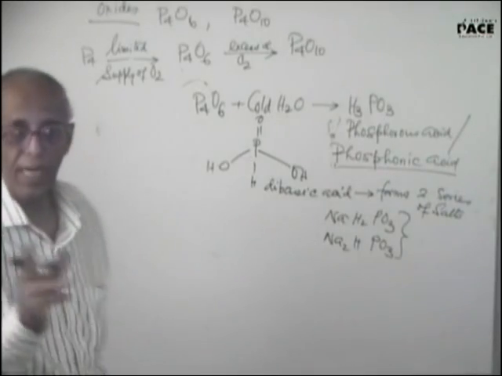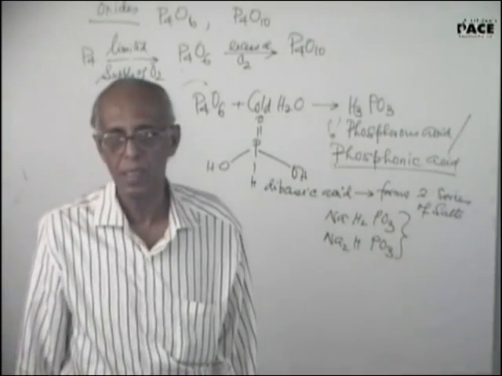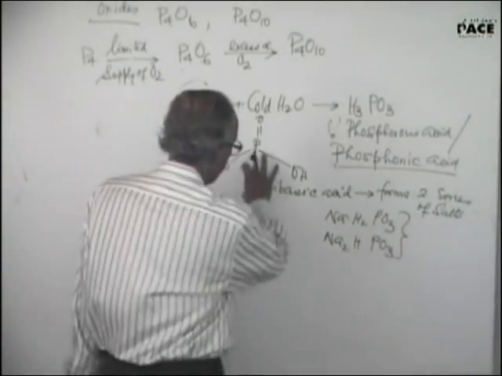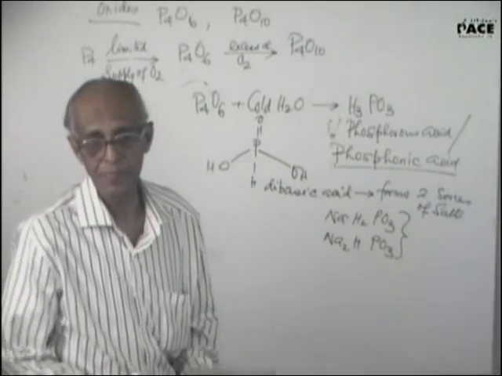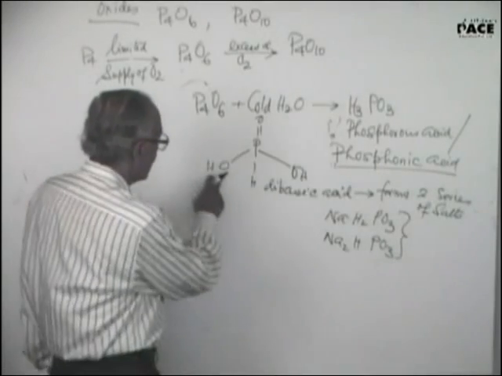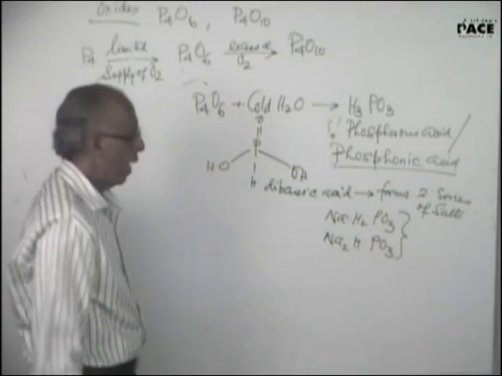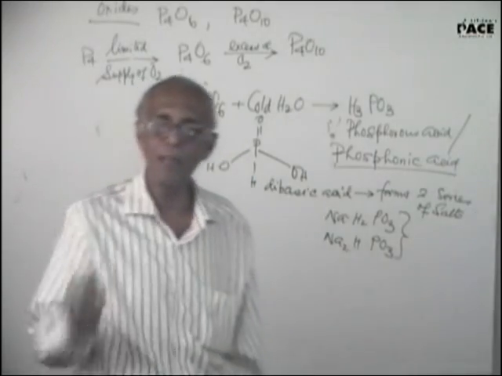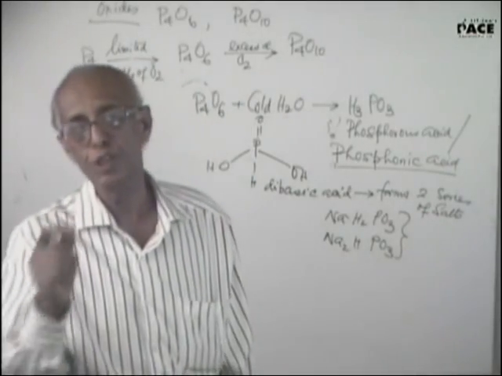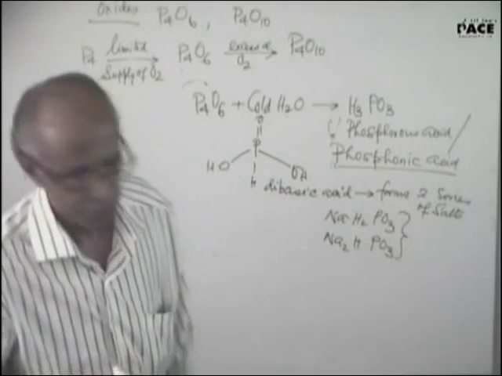The two hydroxy hydrogens are replaceable, and not the P-H hydrogen. This P-H hydrogen is not an ionic hydrogen. So it is a dibasic acid, and it forms two series of salts by replacement of the H of the OH group.